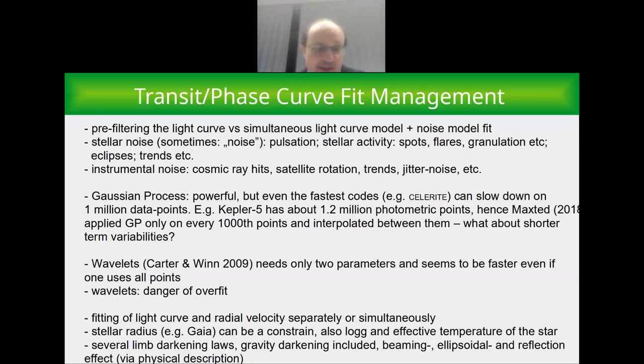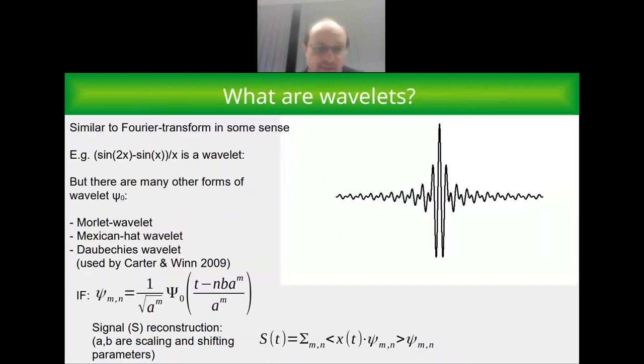So the basic code, TLCM, the Transit and Light Curve Modeler, can fit the light curve and radial velocity curve separately or simultaneously. The stellar radius obtained from Gaia, for example, can be a constraint, but it is not necessary that you use this constraint. Also, log g and effective temperature of the star can be used as a constraint. Several limb darkening laws are included. The gravity darkening effect is also included, and beaming, ellipsoidal and reflection effects via physical description are also included in the code. So what are wavelets?